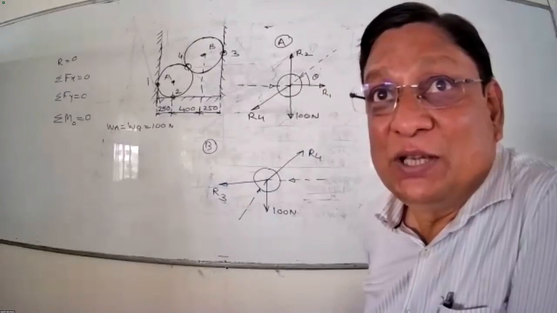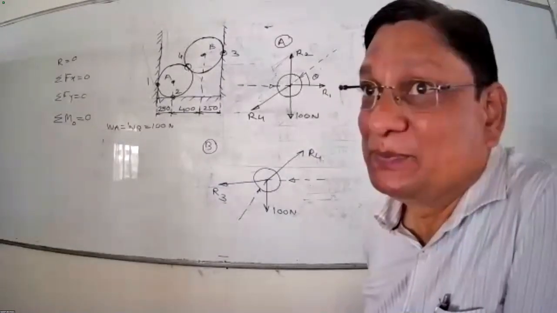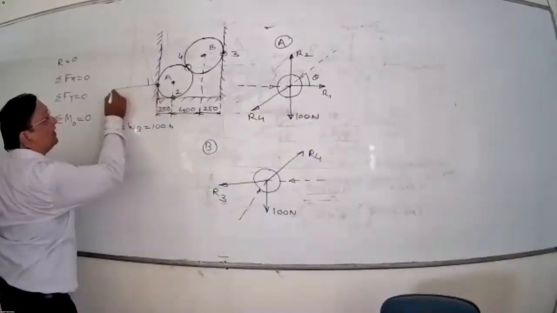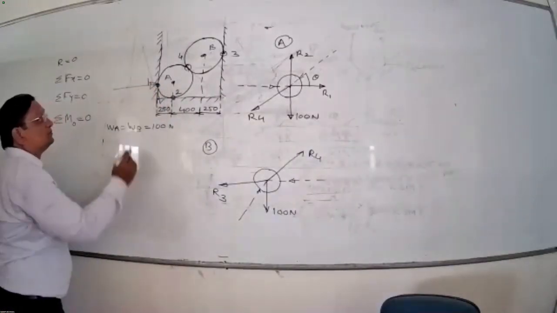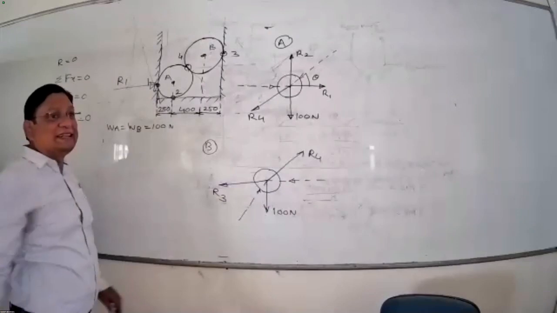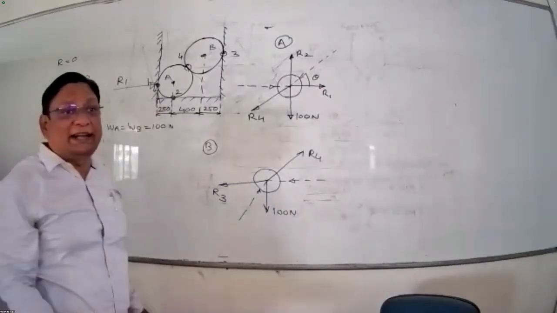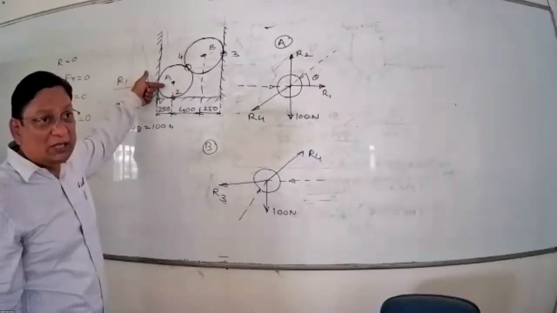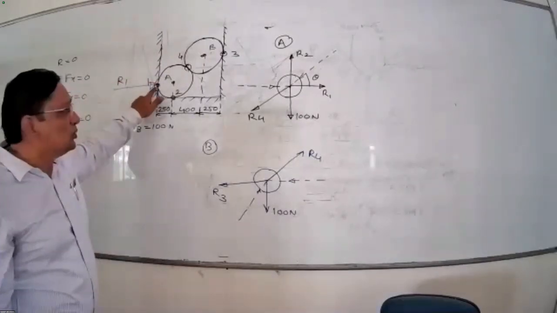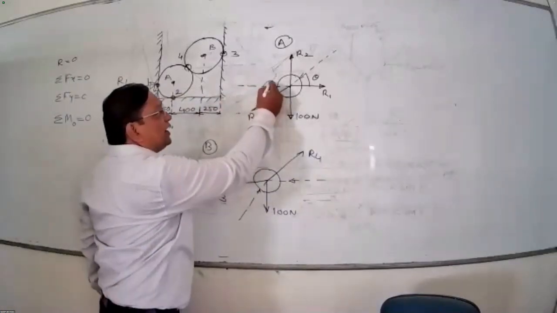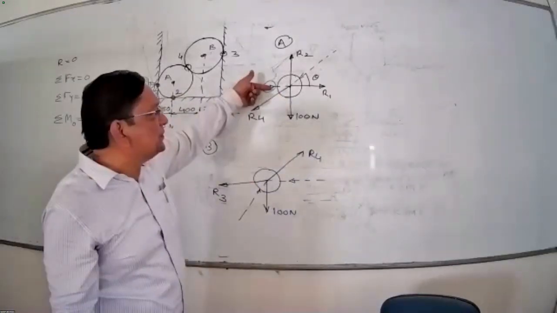I am using the principle of transmissibility. One of the forces I will show. See, reaction 1 will act here. This is R1. R1 is perpendicular. Always it is normal to the contact, perpendicular to the contact. Contact is vertical, so reaction will be horizontal. So actually it is passing through this. But by the principle of transmissibility, this is R1. By the principle of transmissibility, I can shift it here like this.